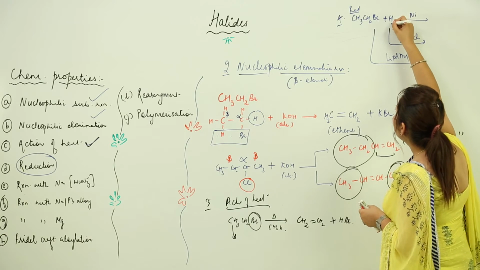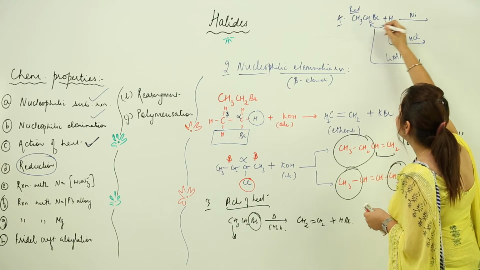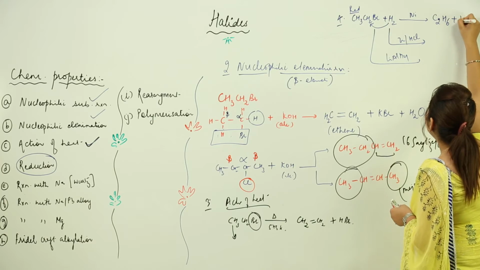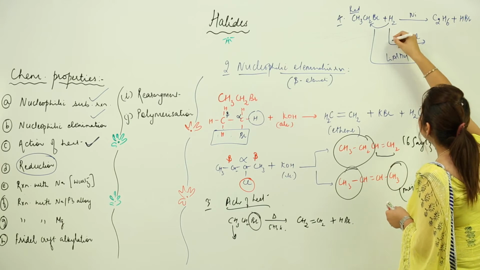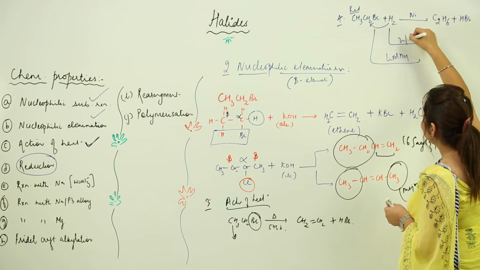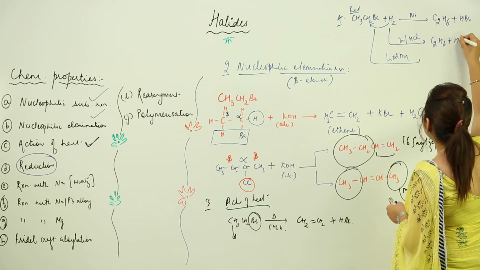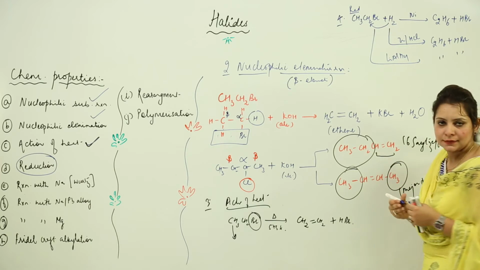That means one H is going to attach here, and this alkyl group is going to convert into an alkane, and you will get HBr. Same here. When you carry out the reaction in the presence of Zn/HCl, again it will form ethane, plus you will get HBr, the same as in this case.